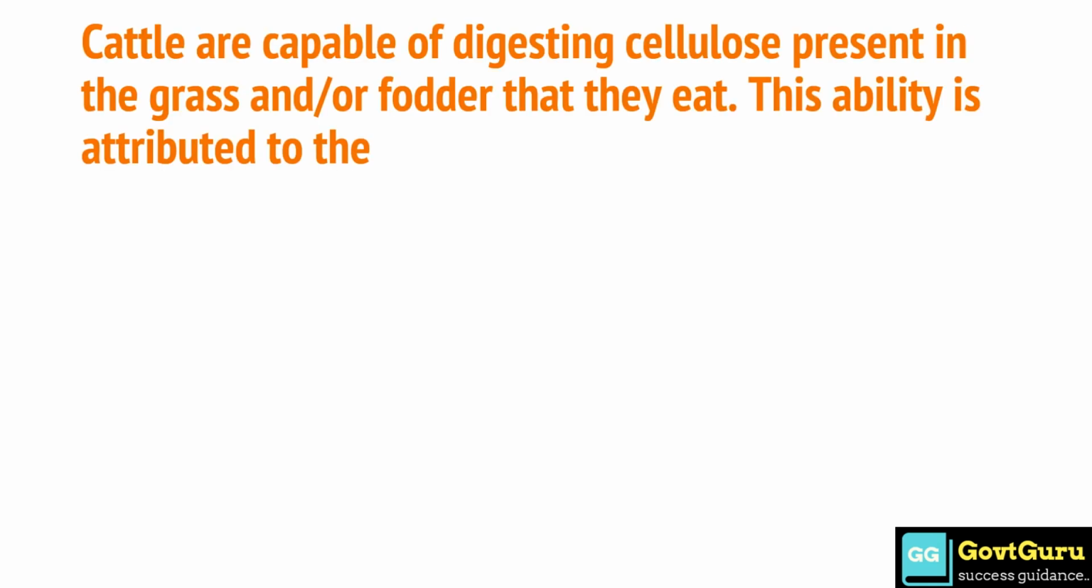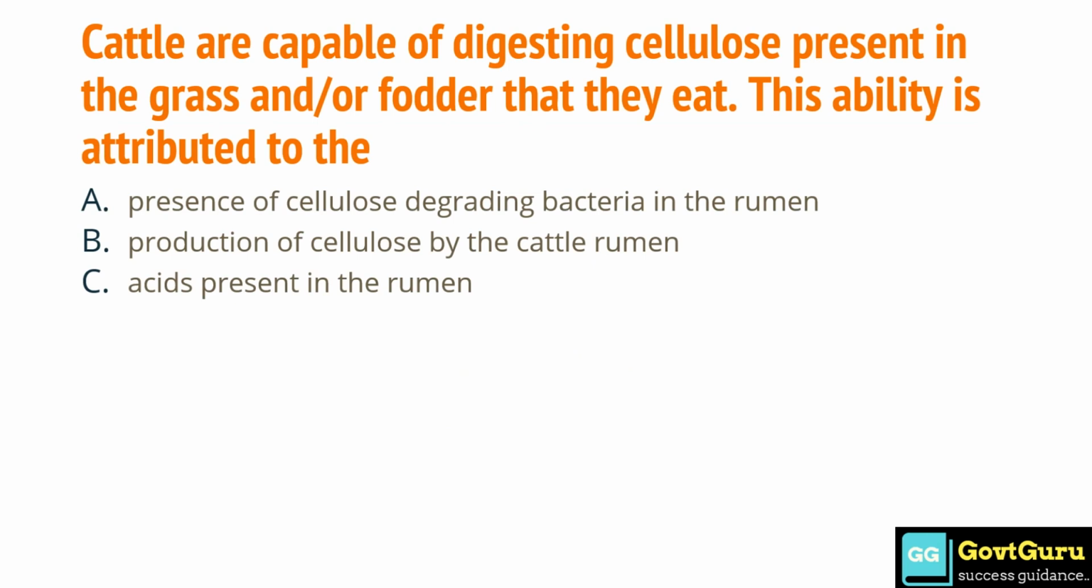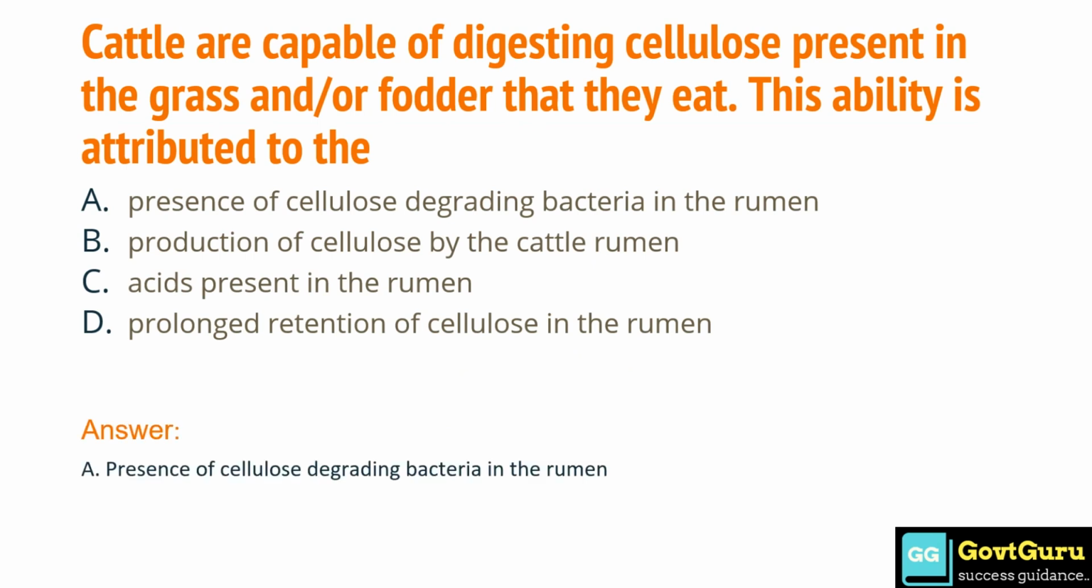Next question is, cattle are capable of digesting cellulose present in the grass and fodder that they eat. This ability is attributed to option A, presence of cellulose degrading bacteria in the rumen. Option B, production of cellulose by the cattle rumen. Option C, acids present in the rumen. And option D is prolonged retention of cellulose in the rumen. So the correct answer is option A, presence of cellulose degrading bacteria in the rumen.